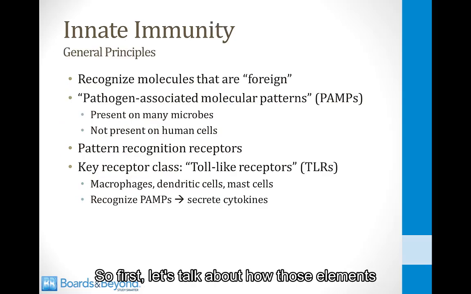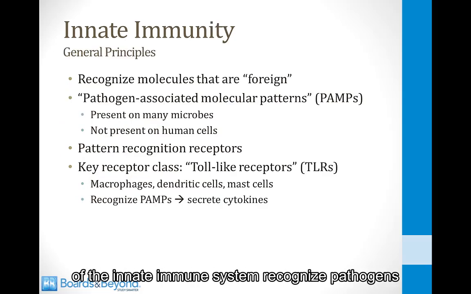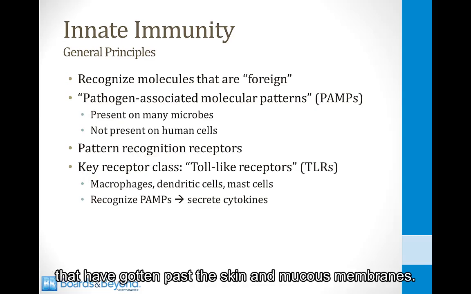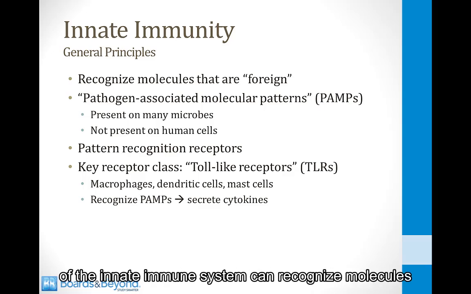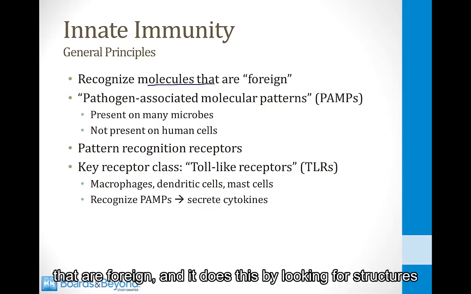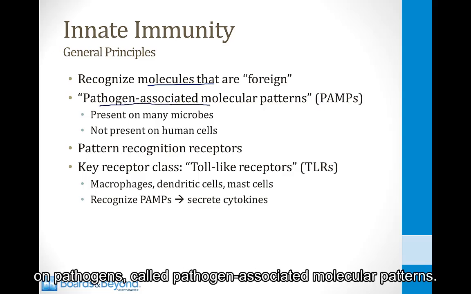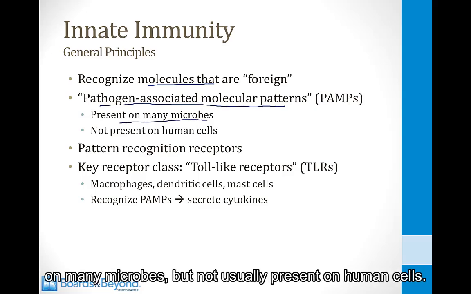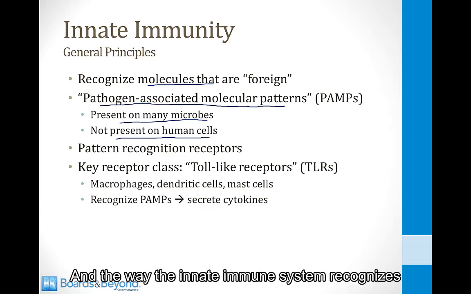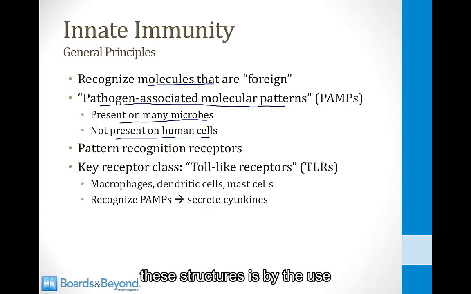So first, let's talk about how those elements of the innate immune system recognize pathogens that have gotten past the skin and mucous membranes. And you should know that all those elements of the innate immune system can recognize molecules that are foreign. And it does this by looking for structures on pathogens called pathogen-associated molecular patterns. These are patterns of molecules that are present on many microbes, but not usually present on human cells. And the way the innate immune system recognizes these structures is by the use of pattern recognition receptors.